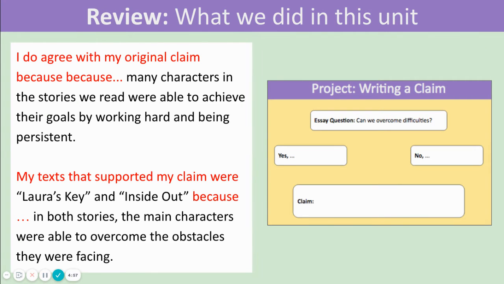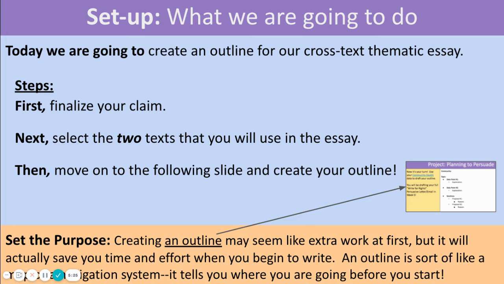Some students may say, I do agree with my original claim because many characters in the stories we read were able to achieve their goals by working hard and being persistent. Students may also say, my texts that supported my claim were Inside Out and Laura's Key, because in both stories, the main characters were able to overcome the obstacles they were facing. Now we're going to start looking into how to turn our graphic organizer into an outline.